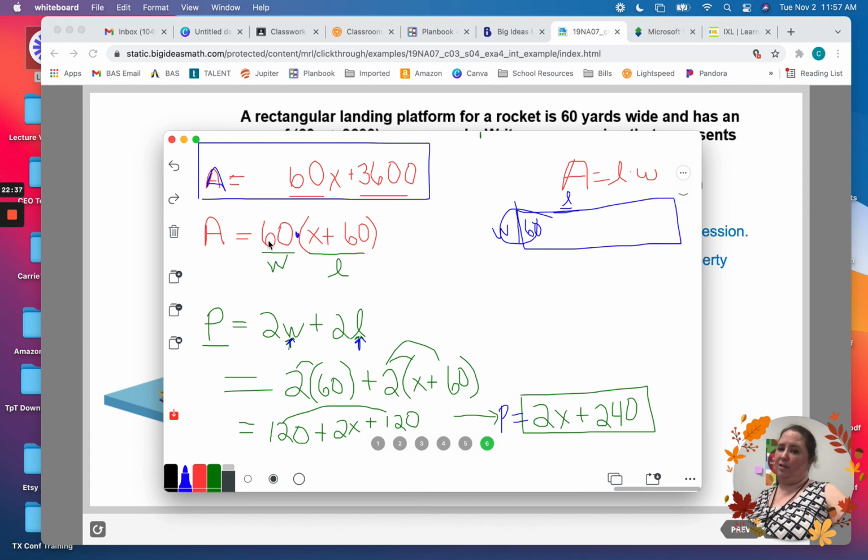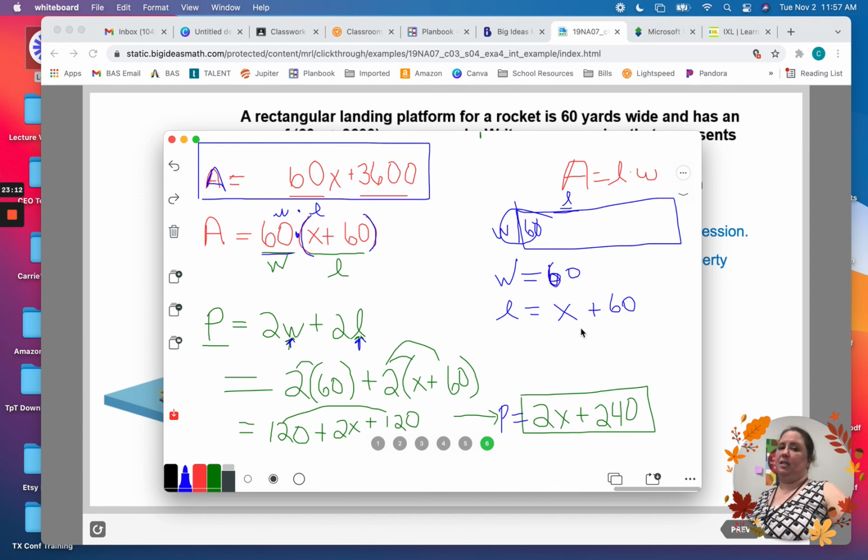So that's why we factored out a 60. And the 60 means it's the W, and then the rest of it is L. Because you can think of this as width times length. So now I could go over here and I could have written W equals 60. And length equals what? x plus 60. Very good. So now that I have W equals 60, that looks like a B.